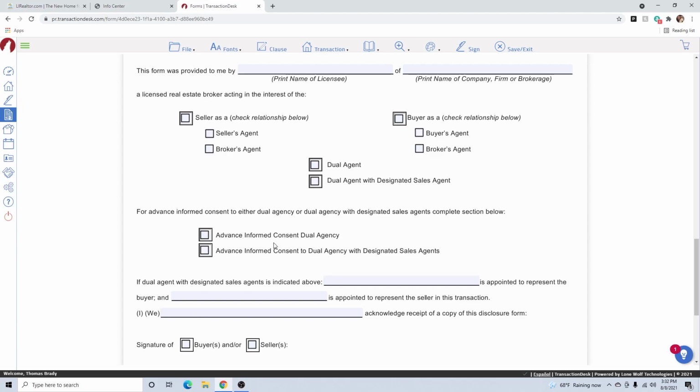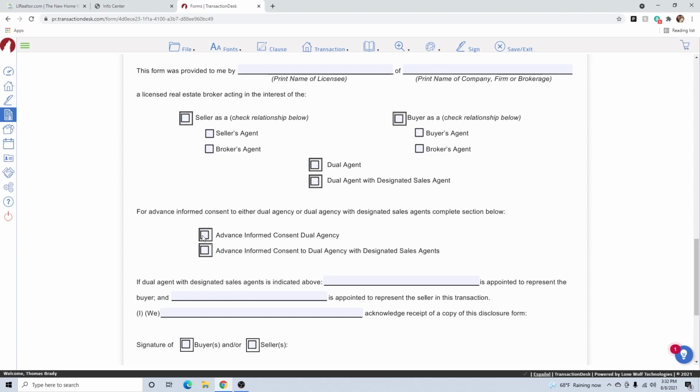There are two ways you can go with it. One is that you represent both parties. That's kind of difficult, and you could get into some legal trouble there. So most people prefer to do advance informed consent dual agency with designated sales agents. Now keep in mind, the designated agent will be another agent in your office. It cannot be the broker or office manager. Other than that, it would be another agent. You would represent the seller, and they would be appointed to represent the buyer.